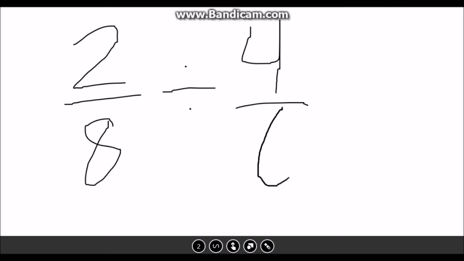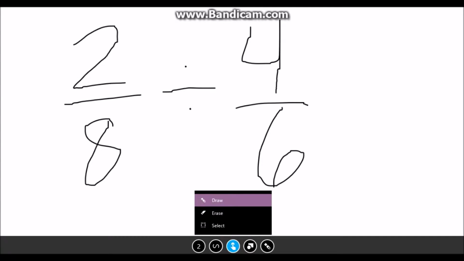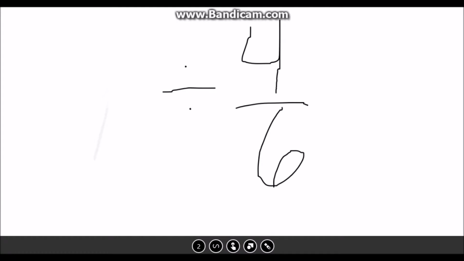We are going to have 2 over 8 divided by 4 over 6. And we're going to be using all of the steps that I just explained to solve today's example. So, let's begin.